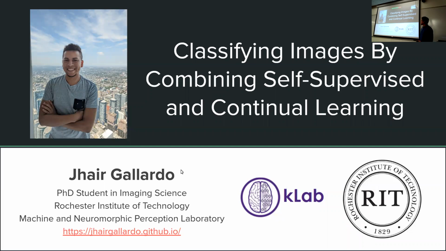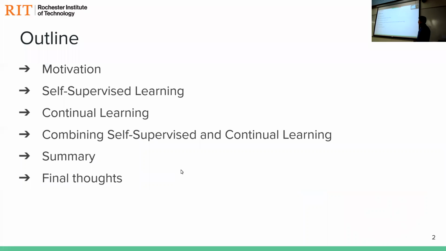So today I'm going to talk to you about classifying images by combining these two topics, self-supervised and continual learning. I'll go first over a quick motivation about these topics. Then I will go over each of the topics, self-supervised and continual learning, and then how we can combine these two topics to get better performance. And then I will have a quick summary and some final thoughts. So let's start with the motivation.